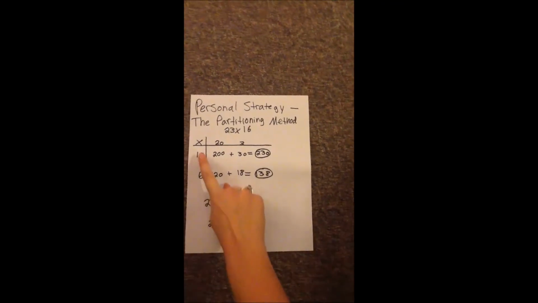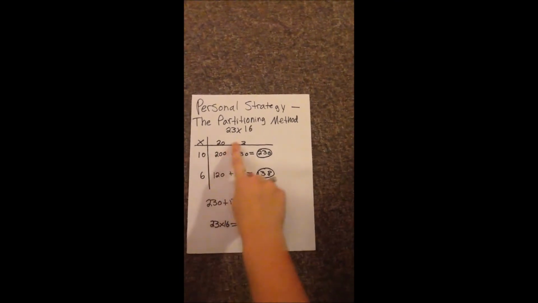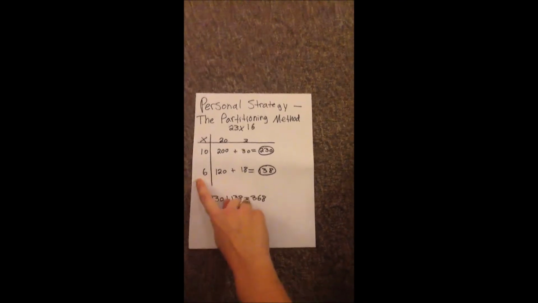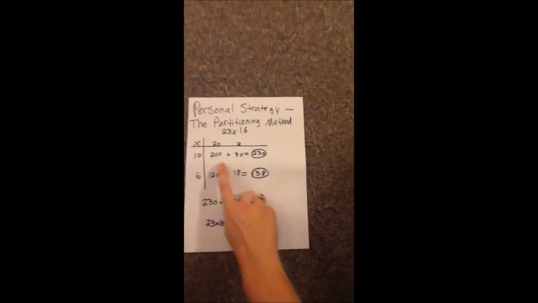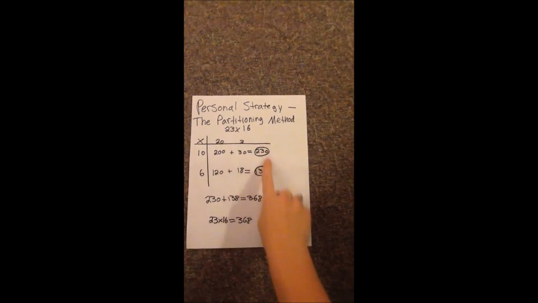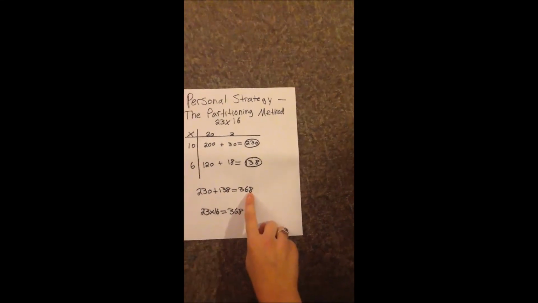You then simply multiply the numbers. 10 times 20 is 200, and 10 times 3 is 30. 6 times 20 is 120, and 6 times 3 is 18. You simply add the numbers to get the answers, and add those two answers up to get our final answer of 368.